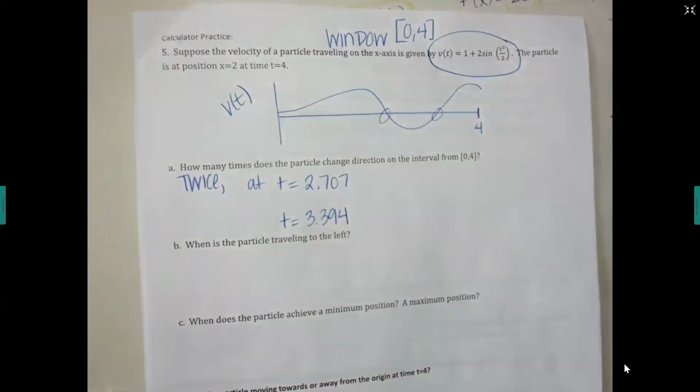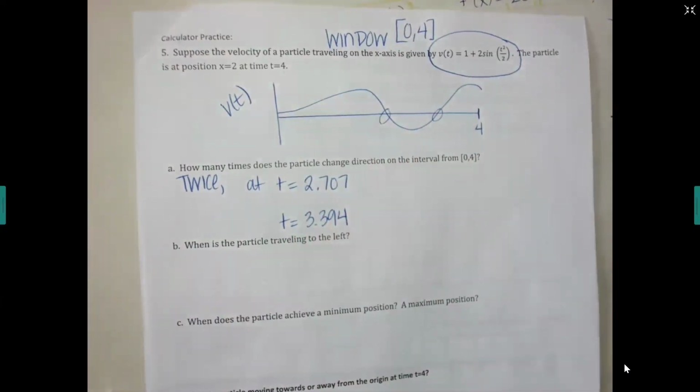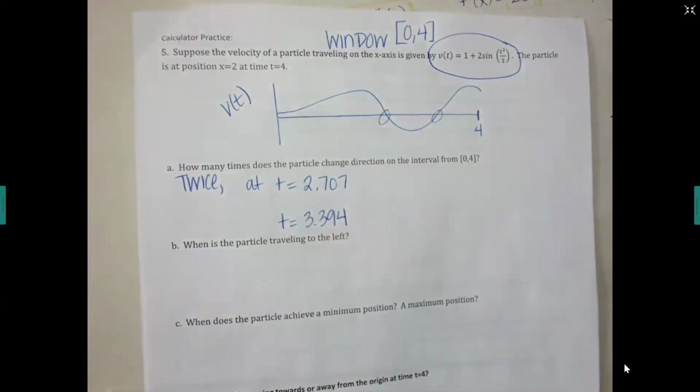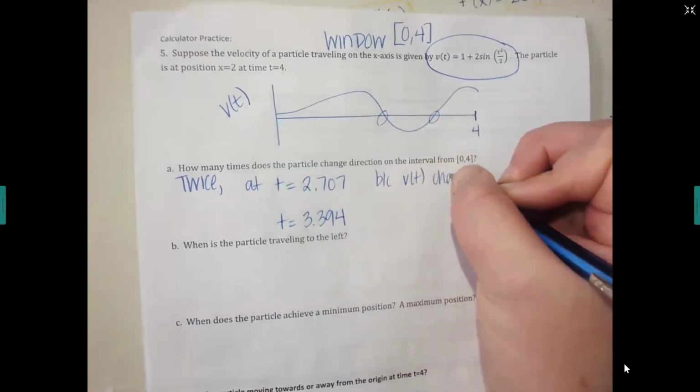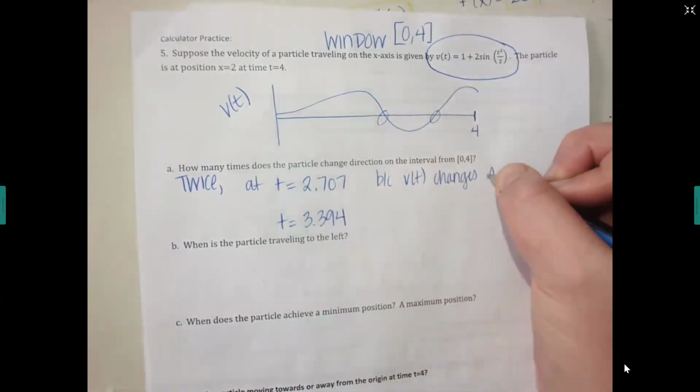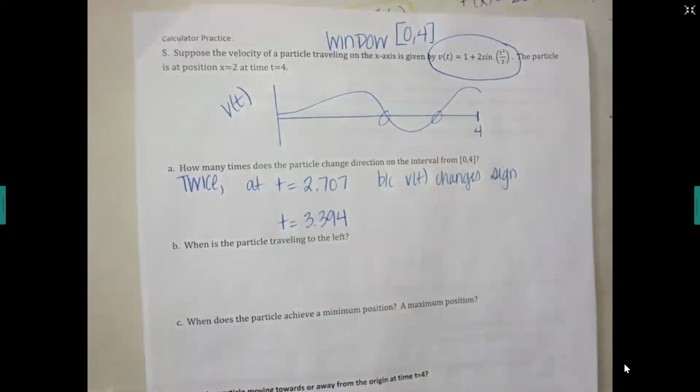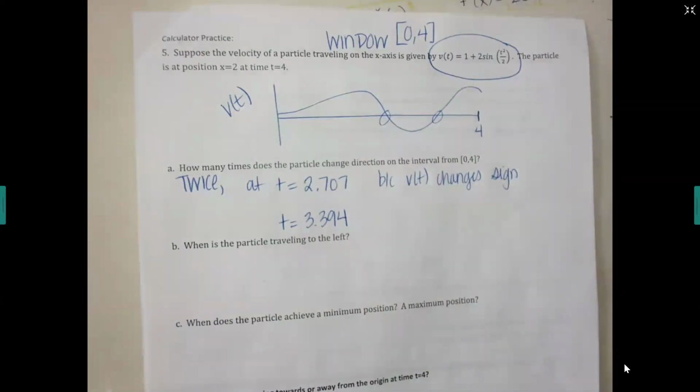So I'm going to round that to 3.394. Okay, now how do we know the particle changed direction? Because velocity changes sign. And when velocity changes sign, we know the particle would have changed direction. So it's the same thing that you did last class, but now you're having to find where those values are. Okay, then it says, when did the particle travel to the left?